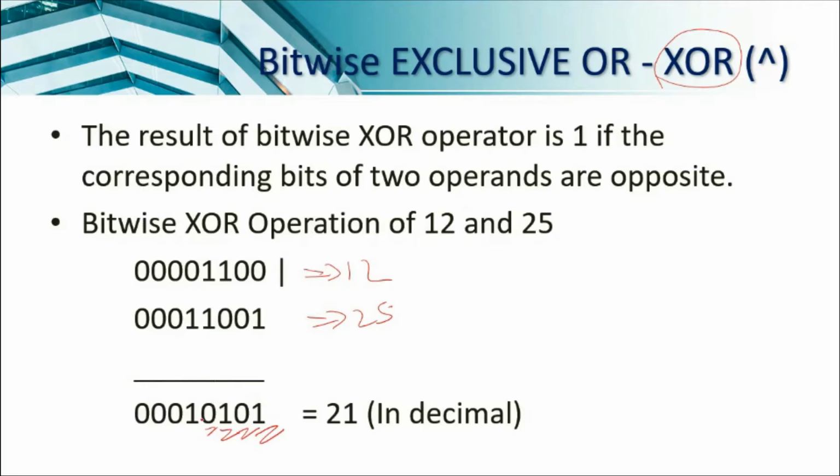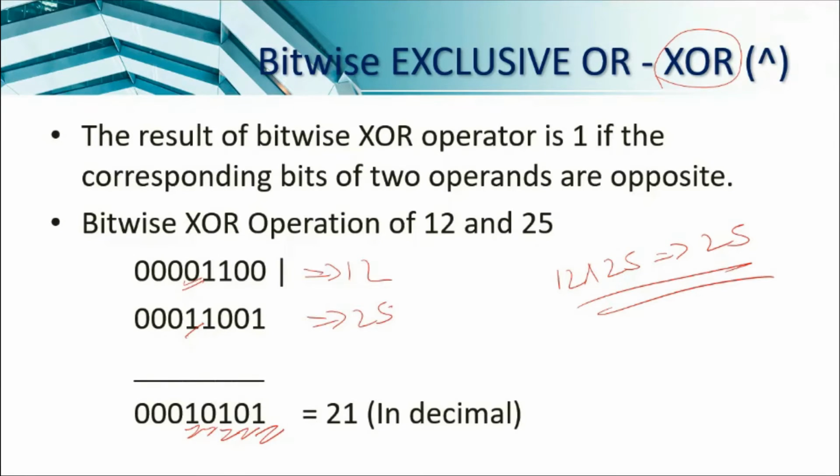Both are the same bits, then we assign 0 to it. Then 1 and 0 and 1: both are opposite, so this is 1. So this is the bitwise exclusive OR, the XOR statement. The result for 12 caret 25 will give you 21.